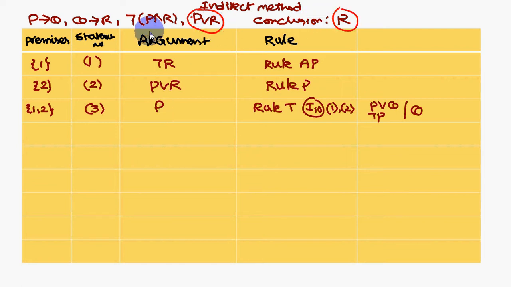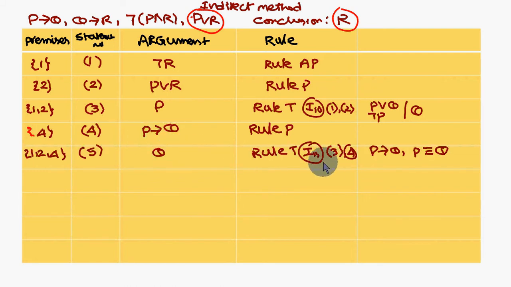These two completed. Now I am introducing P conditional Q as rule P. Again P and P will get cancelled. According to rule I11, you are left with Q. So rule I11, combining statements 3 and 4. So what does I11 say? P conditional Q, P gives rise to Q. So now I come across Q.